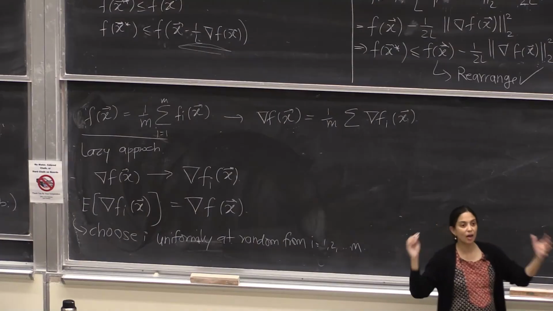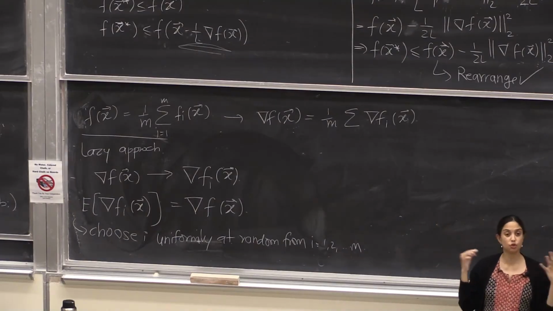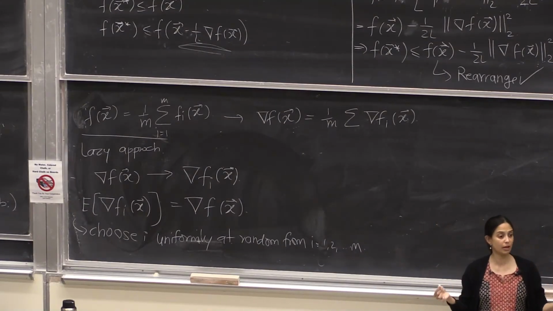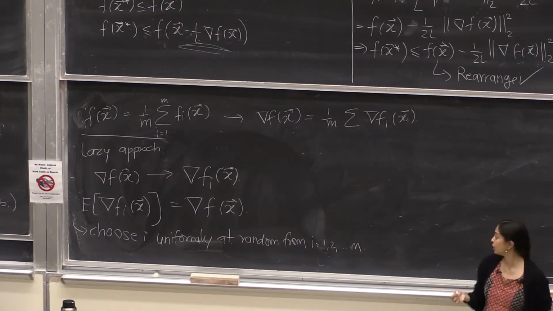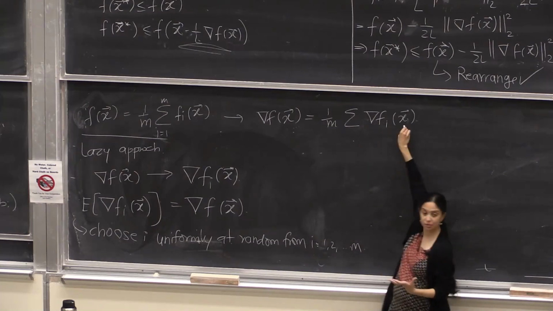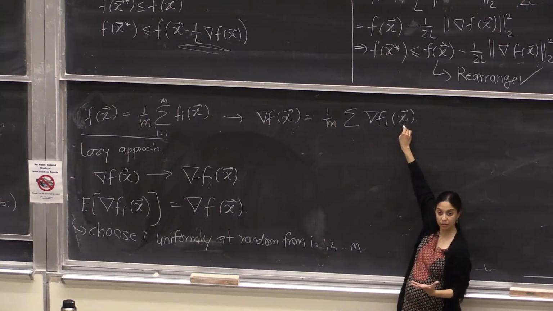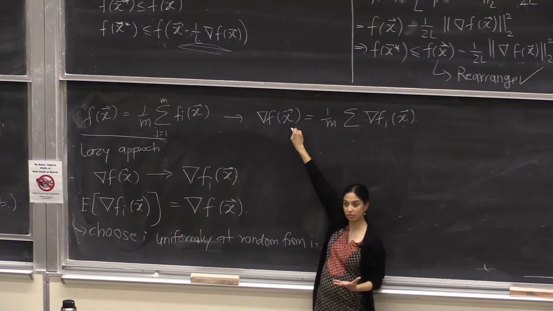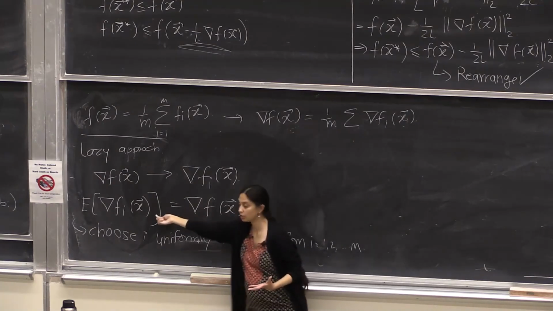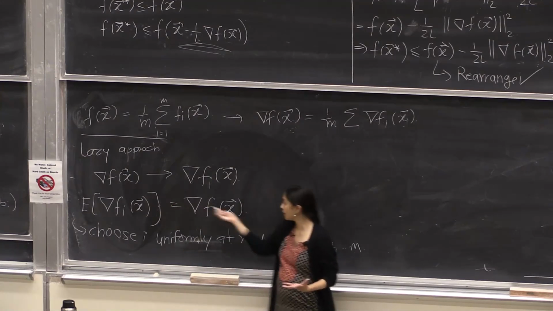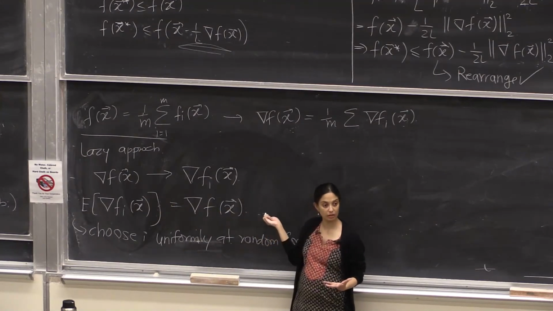Okay, so basically I have m different points. I'm just going to choose one of them uniformly at random, right? On average, what is my gradient? Well, it's 1 over m times the gradient at each of these points, right? Which is exactly the gradient of f of x. So on average, the direction I'm going is exactly the direction of my gradient. Okay? Does that make sense to everyone?